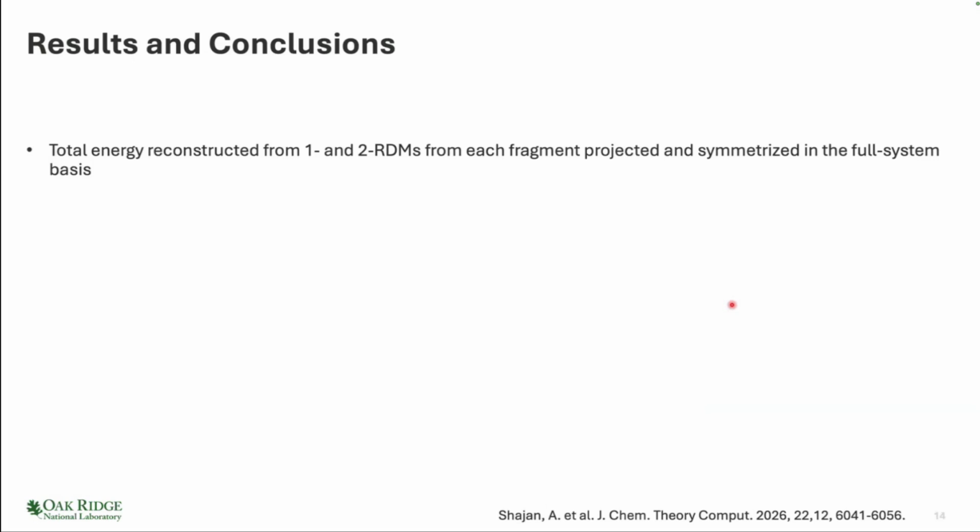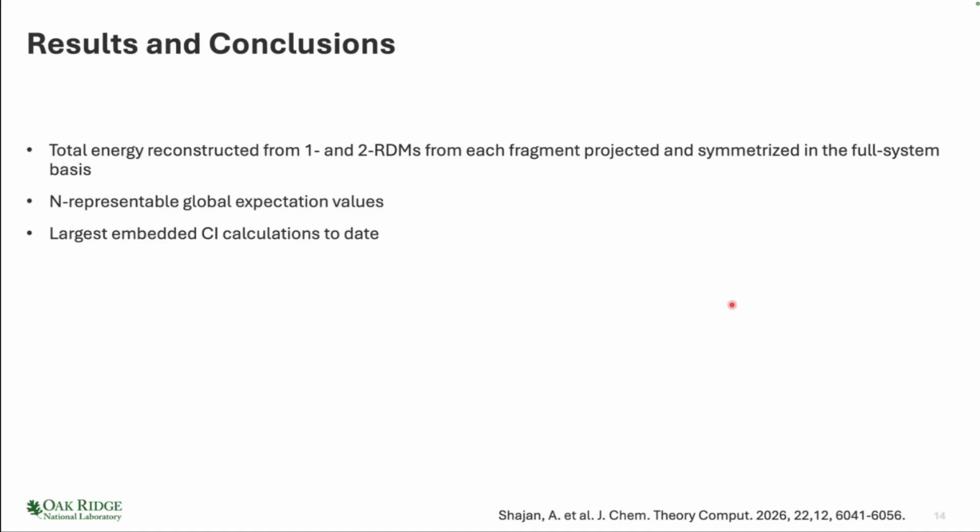So, some quick results and conclusions. The total energy for the whole protein system is reconstructed from these 1 and 2 RDMs from the fragments that are then projected and symmetrized into the full system basis. This gives us an N-representable result, which means that it can correspond to a realistic wave function, with global expectation values. This represented, at the time, the largest embedded CI calculation to date, and was the first example of a biological scale problem treated with quantum sampling.